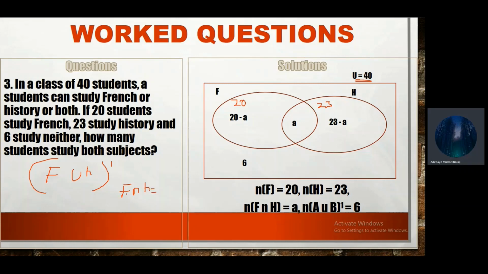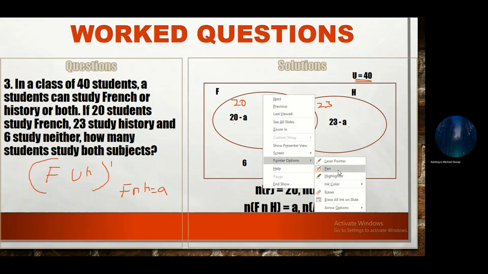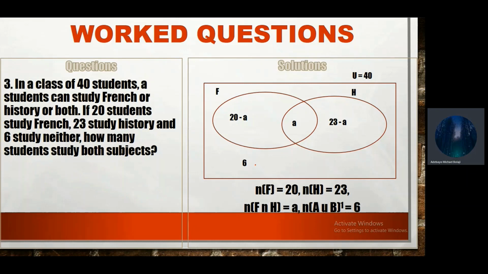So let's assume French intersection history equals A. So that's why we have A here. So we say 20 minus A, and we say 23 minus A. Is that okay? Let's make our work neat. This 6, we do not subtract A from it, only those things in the ovals, right? So A is subtracted from 20, and A is subtracted from 23. To find our A, what do we do? We add up.